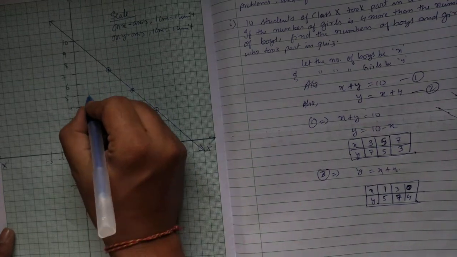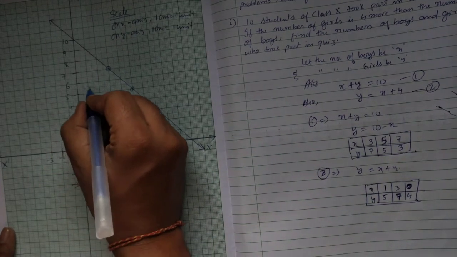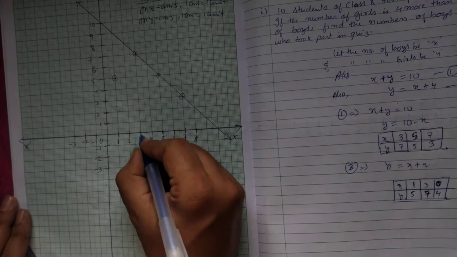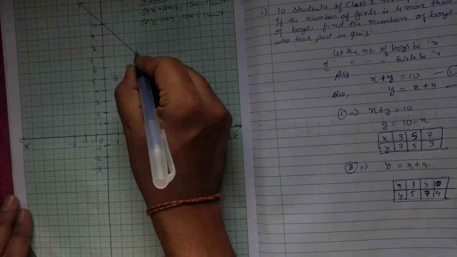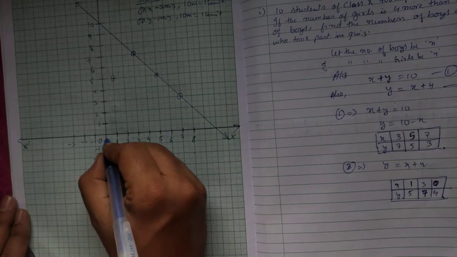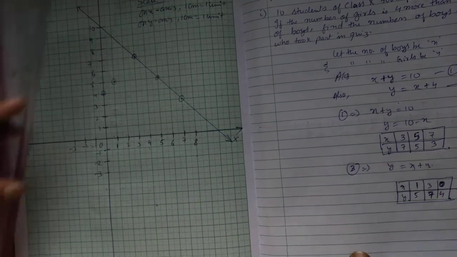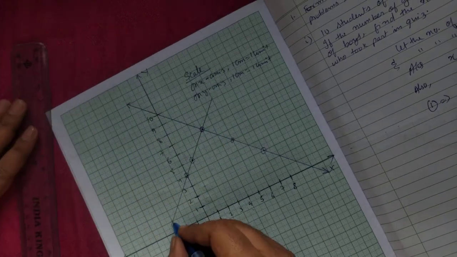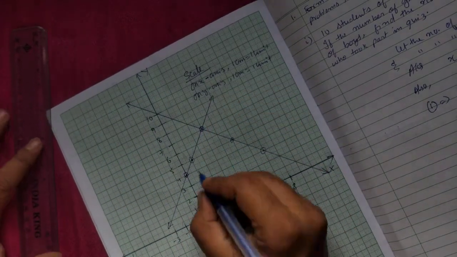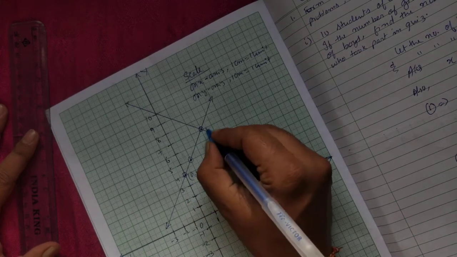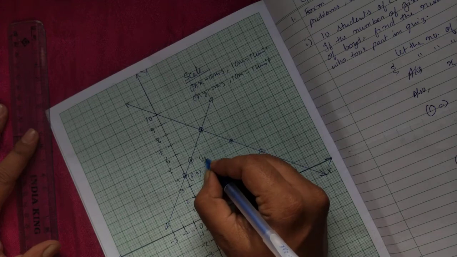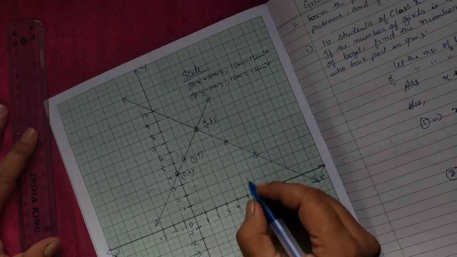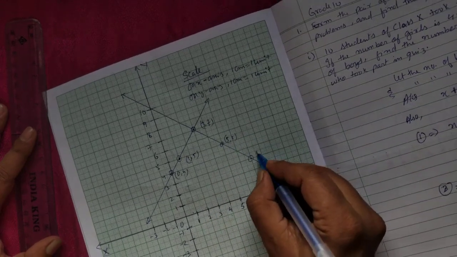1, 5. See, 1, 5: 1, 2, 3, 4, 5. Then here, 3, 7. And 0, 4. So you can make a line here. You can write the point 0, 4, or you can just leave it, it's up to you. This is 1, 5, 3, 7, here 5, 5, and here 7, 3.